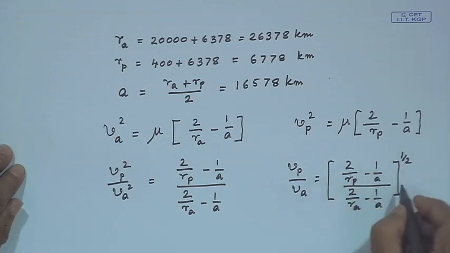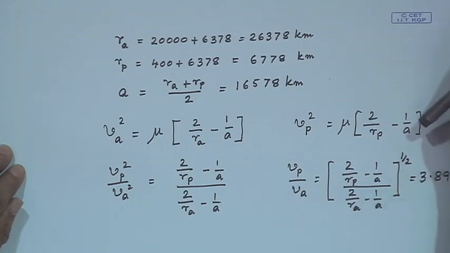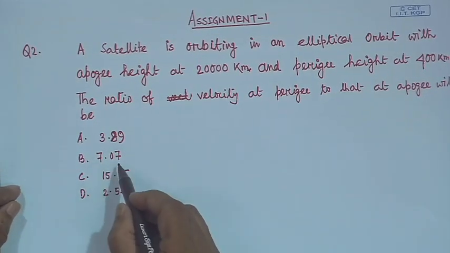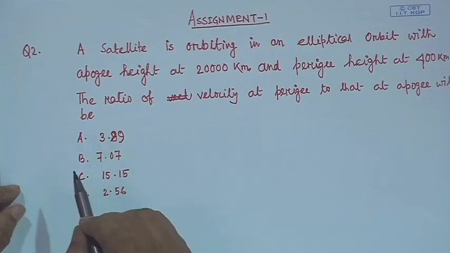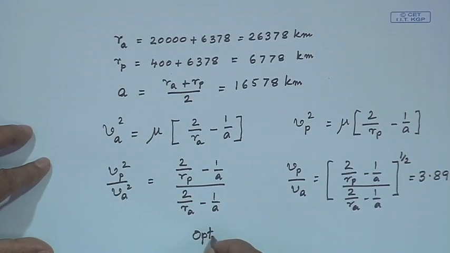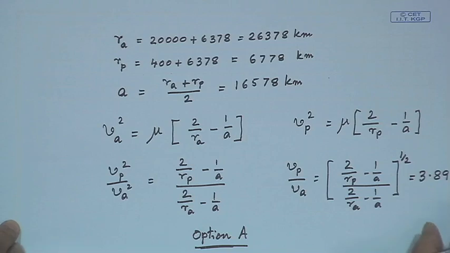So, if you calculate, it will come out to be 3.89, and our options which were given were 3.89, 7.07, 15.15, 2.56. So, it looks like option A is the correct option. It is a ratio of velocities, so there is no unit. Let us take the third problem.